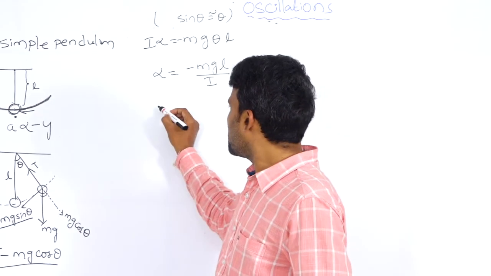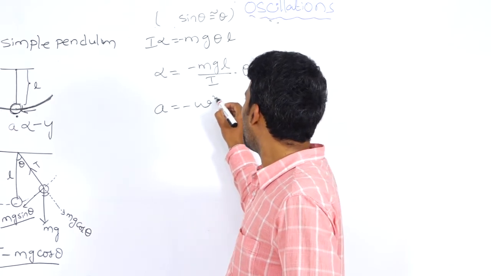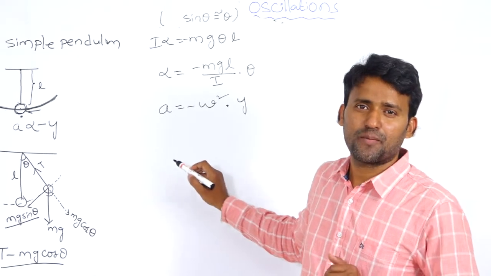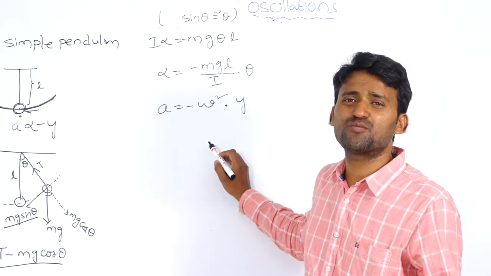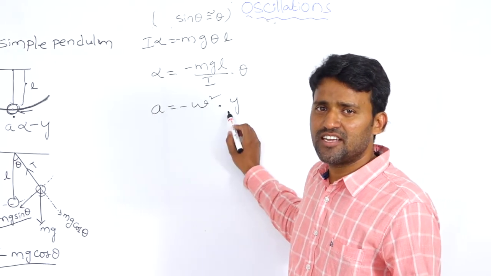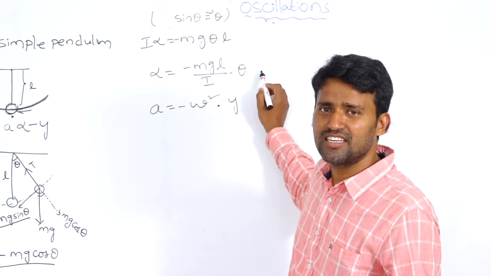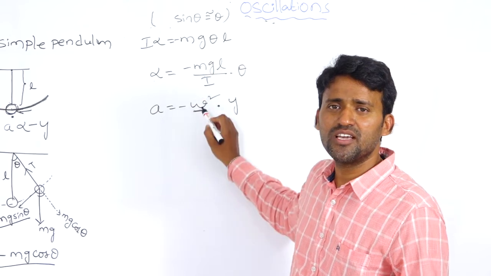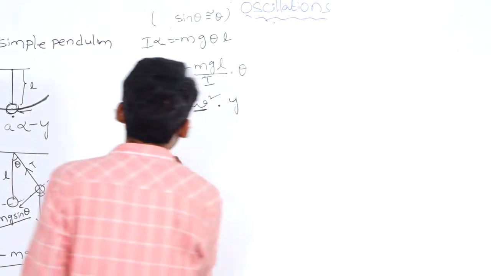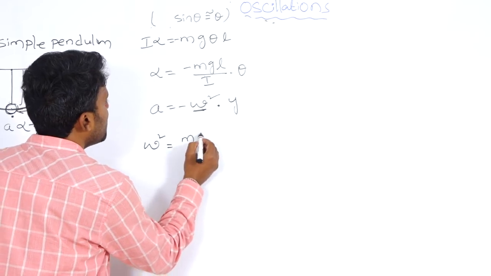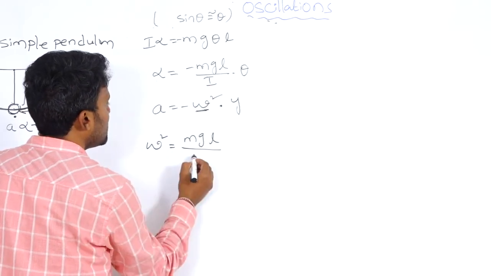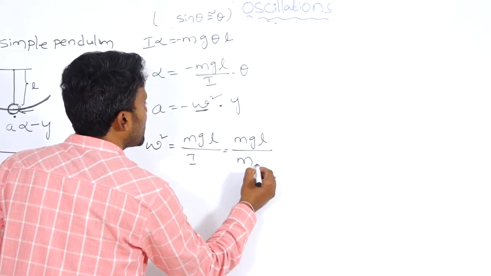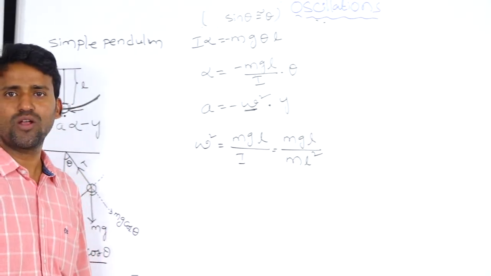Now I want to compare this with the equation a is equal to minus omega square y. What is a? Linear acceleration. What is y? Linear displacement. Here we have angular acceleration and angular displacement. Comparing these two equations, omega square is equal to mgL divided by I. What is I? The moment of inertia, I is equal to m r square, where r is L.